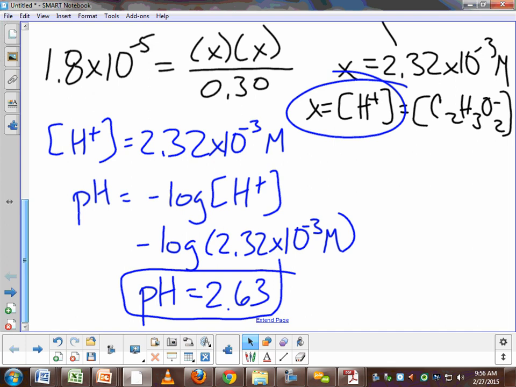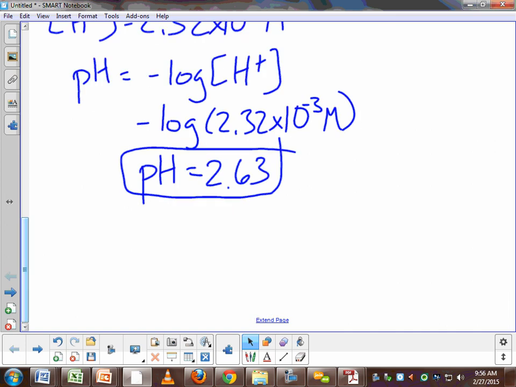So we've answered the question, but we do have to finish up, because as I said, you have two trade-offs for using the approximation and thus avoiding the quadratic equation to solve. You have to indicate that you're making an assumption, and then you have to check your assumption at the end.